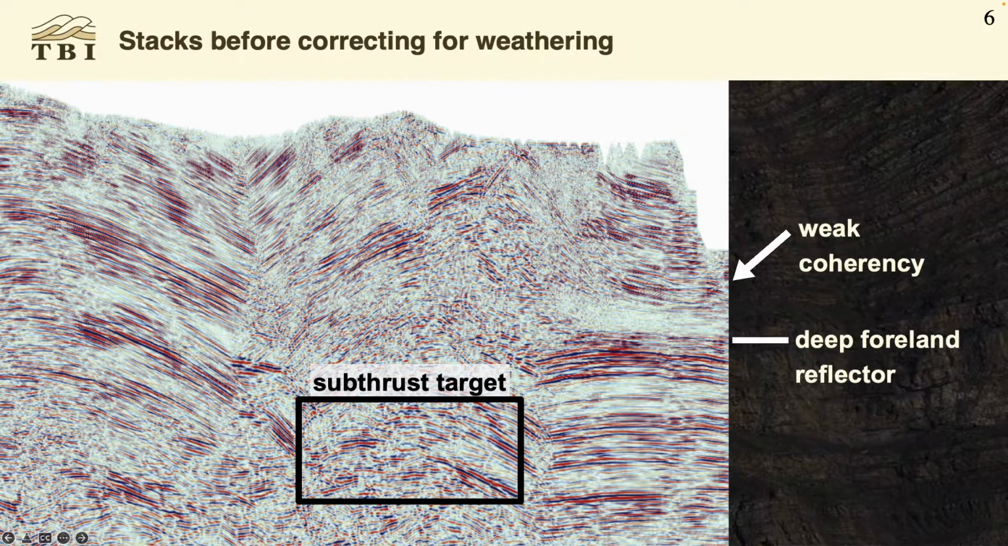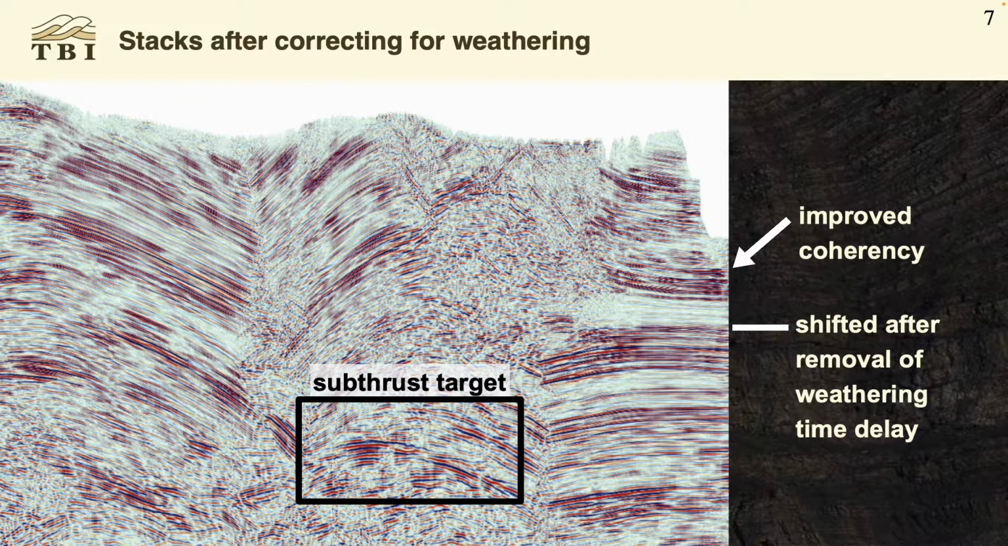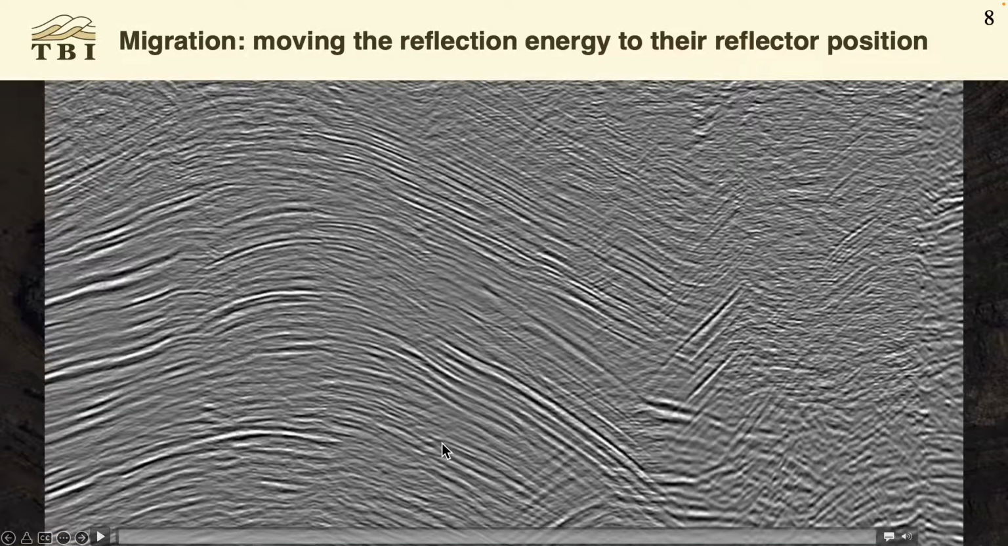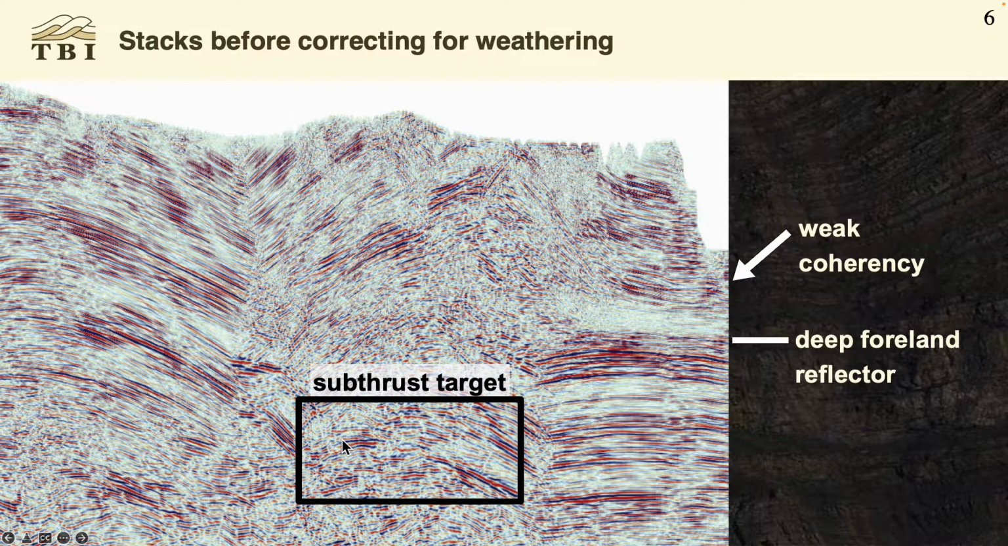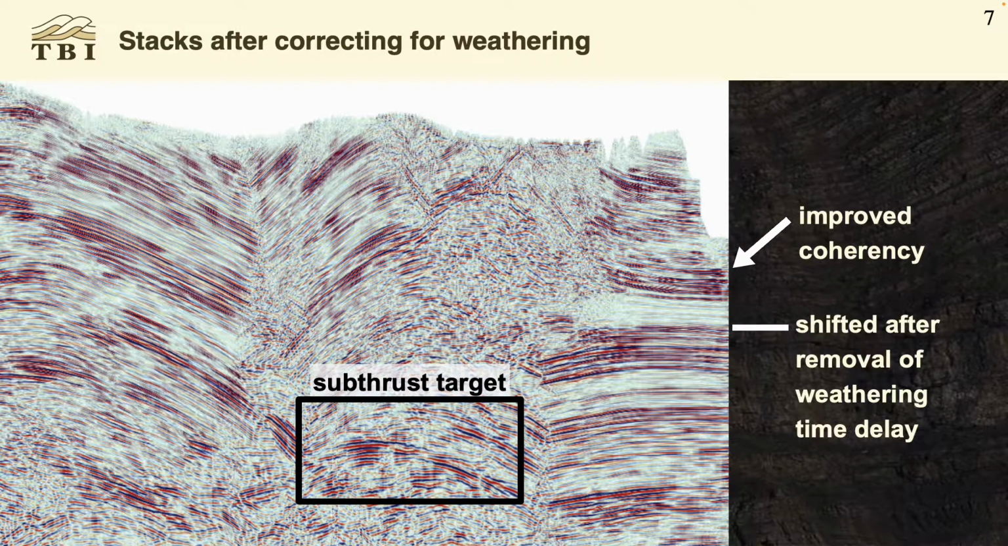So it's shifted after we remove the weathering time delay. It's also a little more coherent. You can see we maybe have some weathering pockets that have resulted in these static problems, and we've got a much improved reflector coherency out in here. And going back to the target, we can see we've got a much better perspective on the subthrust target before the weathering correction and then after the weathering correction.